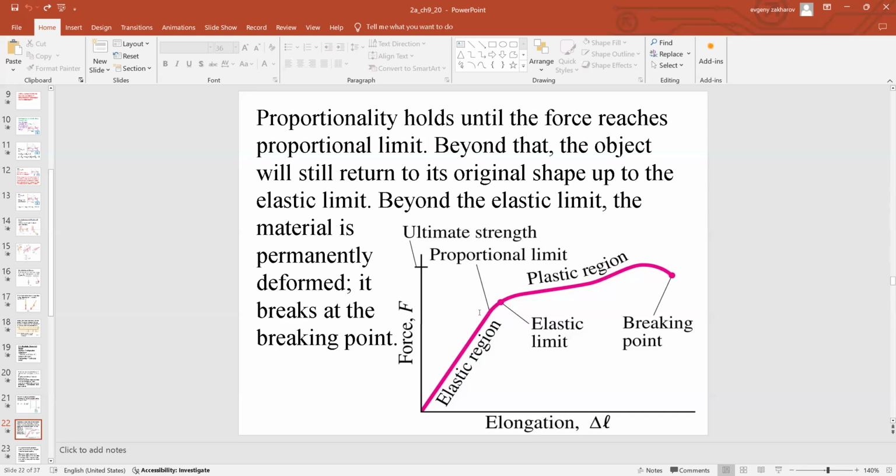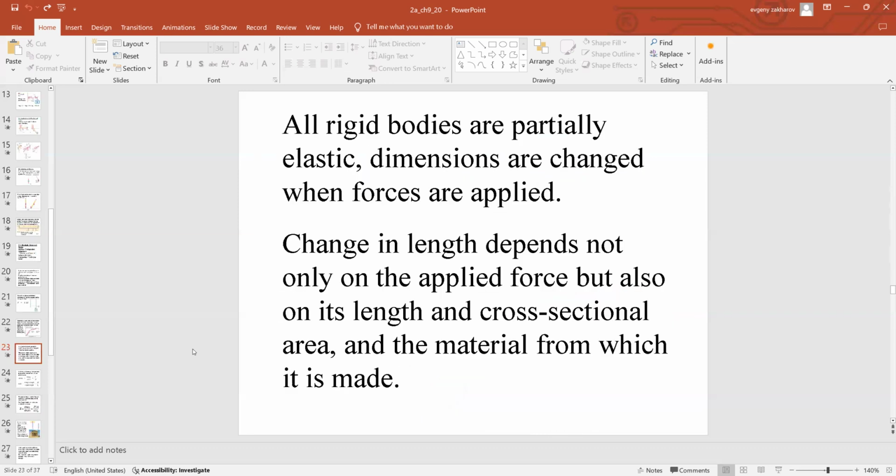It should always stay within the elastic region. That's the general rule, and that's it.